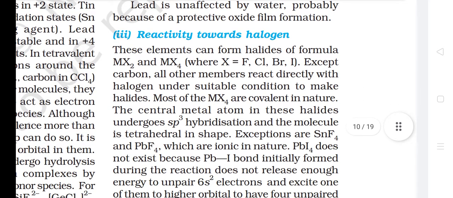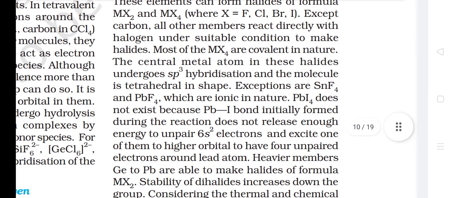Reactivity towards halogen. These elements can form halides of formula MX2 and MX4. Except carbon, all other members react directly with halogen under suitable condition to make halides. Most of the MX4 are covalent in nature. The central metal atom in these halides undergoes sp3 hybridization and the molecule is tetrahedral in shape. Exceptions are SnF4 and PbF4, which are ionic in nature.